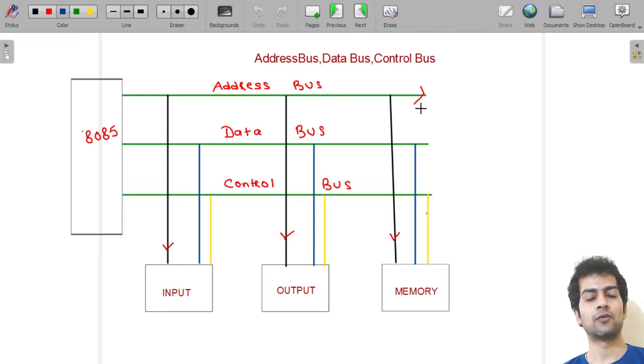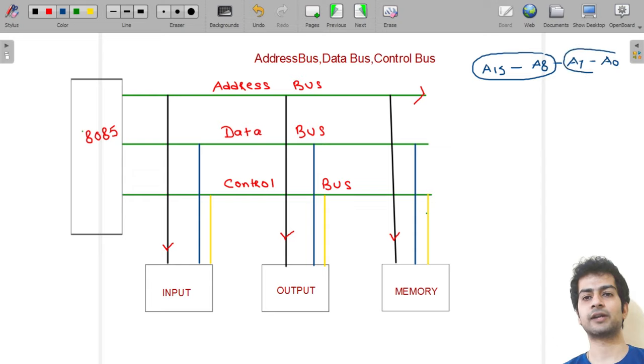I told you that the total address lines in the 8085 microprocessor is 16. So we write it like this: A15 to A8, and then A7 to A0. This, I told you, is our higher order address lines, and this is our lower order address lines. Then see, this lower order address line can also be used as a data line.